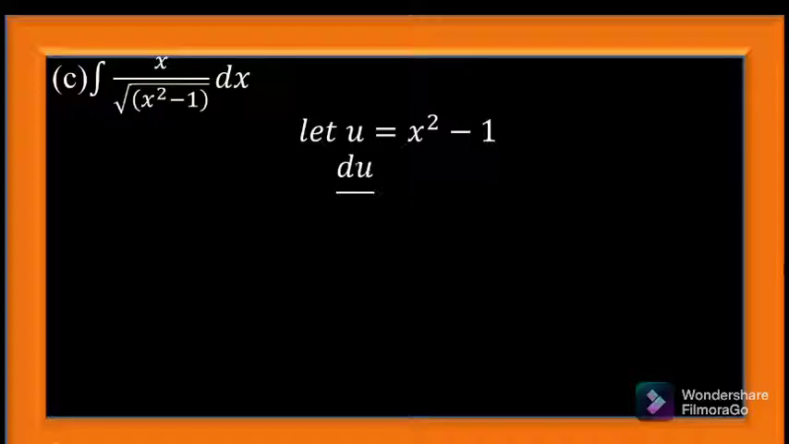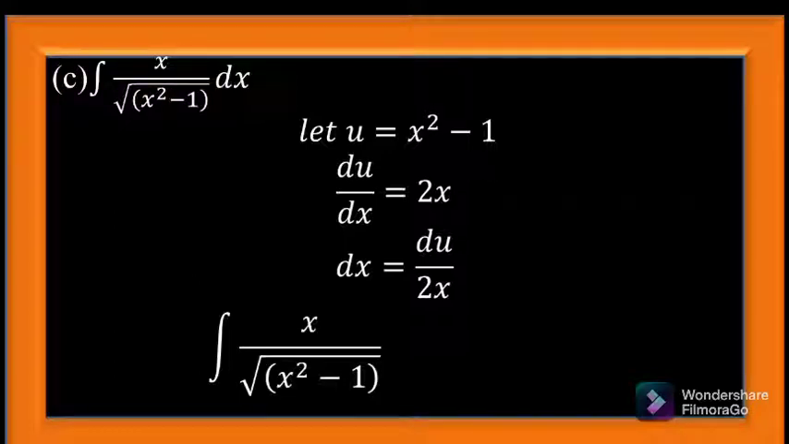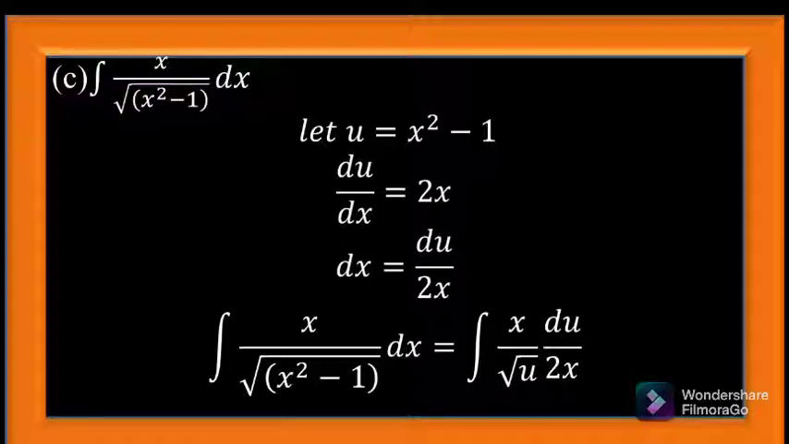We look for du dx, which is going to be 2x. We make dx the subject, that is du out of 2x. After that, we now go back and do the substitution. So the integral of x out of the square root of x squared minus 1 with respect to x is equal to the integral of x out of the square root of u, then du out of 2x.